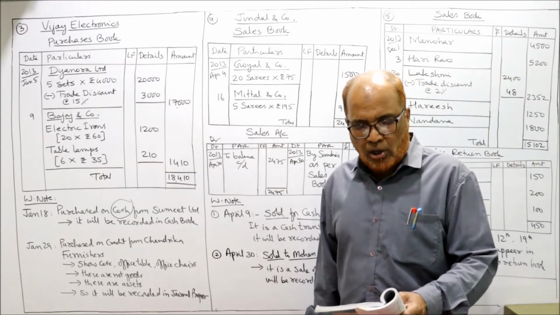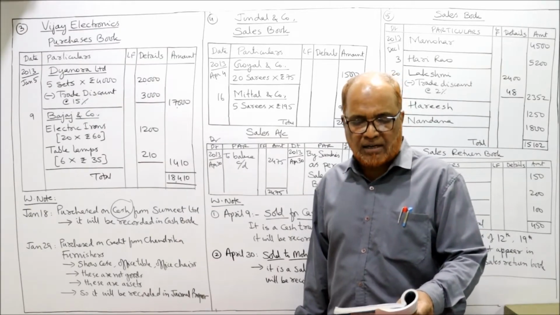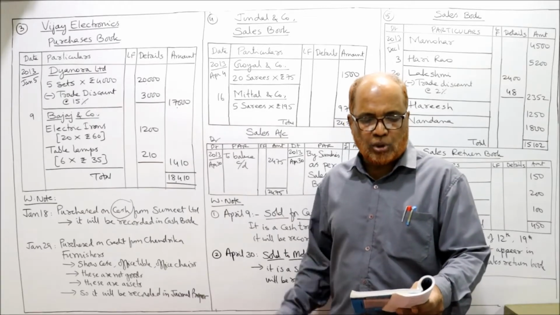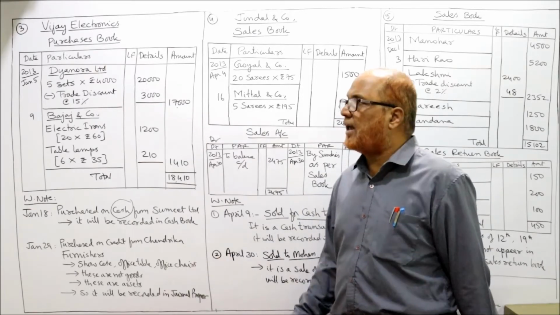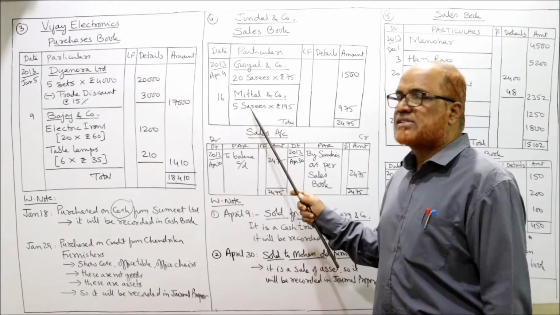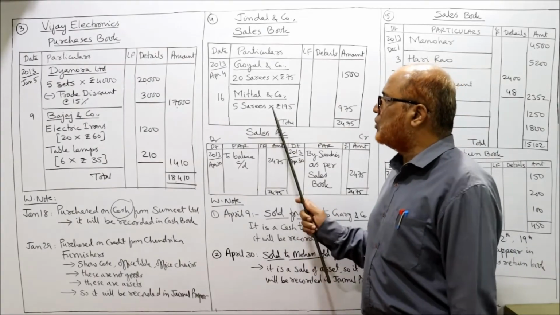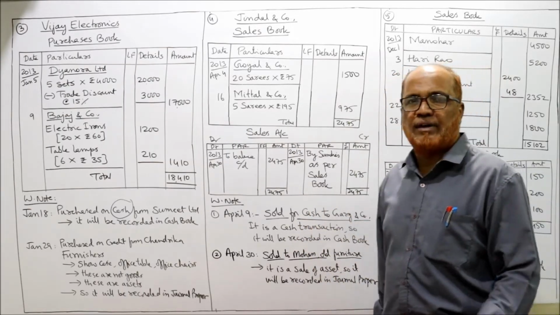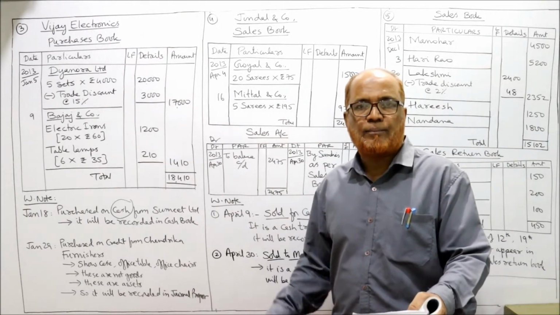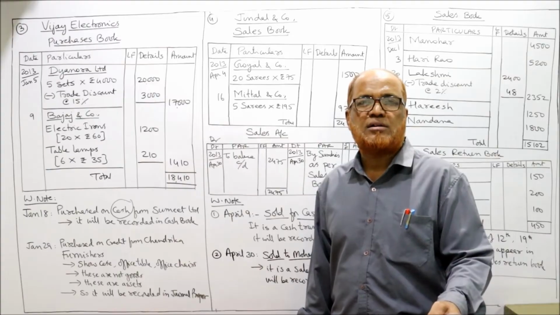16th, sold on credit to Mittal and Company, 5 art silk saris at rupees 195 each. This will come. So sold on credit to Mittal and Company. 16th, 5 saris at the rate of rupees 195 each. That's all. So 5 into 195, 975. Last transaction, 30th, sold to Mohan old furniture for rupees 1000 on credit.